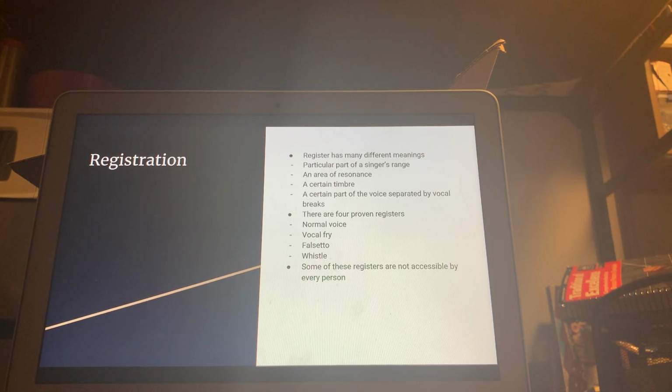And then a certain timbre. So how high and floaty the voice is, or how low and drummy, bassy the voice is. So those certain timbres are considered registers. And then a certain part of the voice separated by vocal breaks. So the same thing with head voice and chest voice.